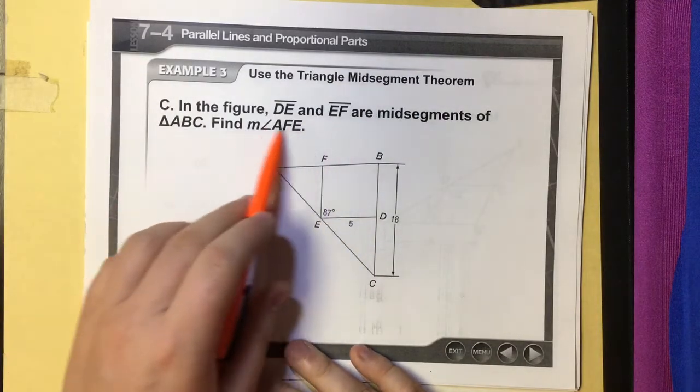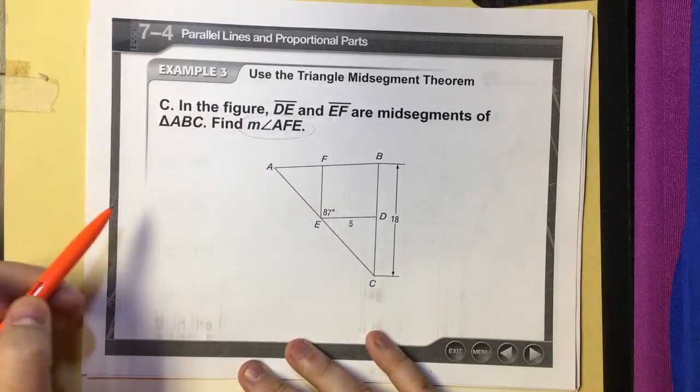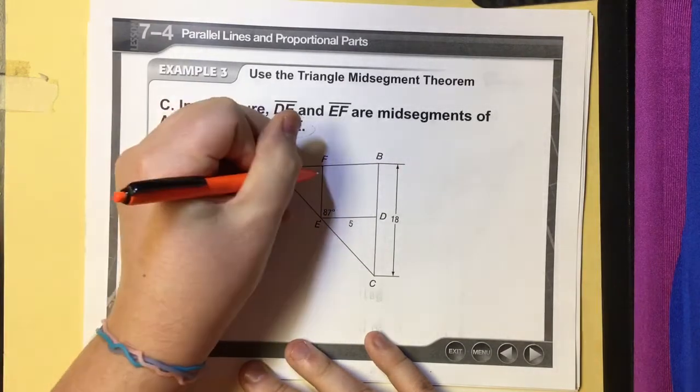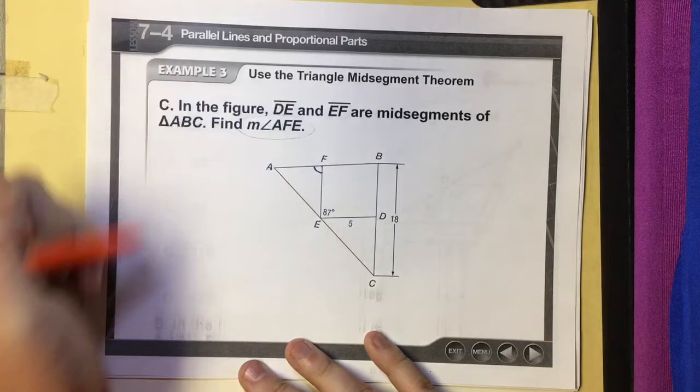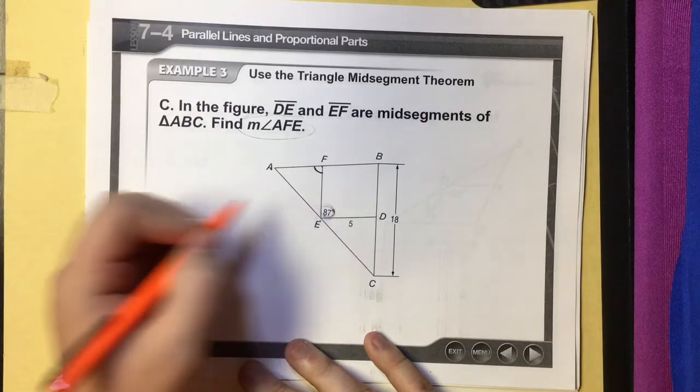Right here, same picture, same information. Now it asks for a measure, though. It asks for the measure of angle AFE. A to F to E is this angle right here. The only other angle I see is this 87 right here. So let's see what we know.